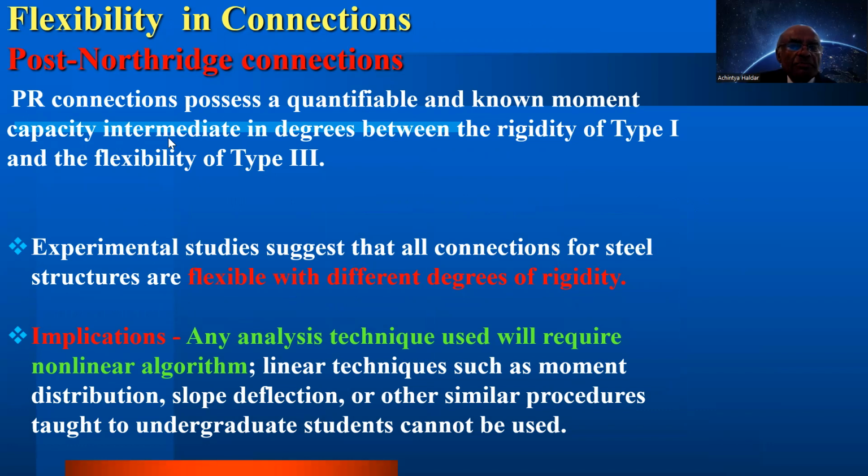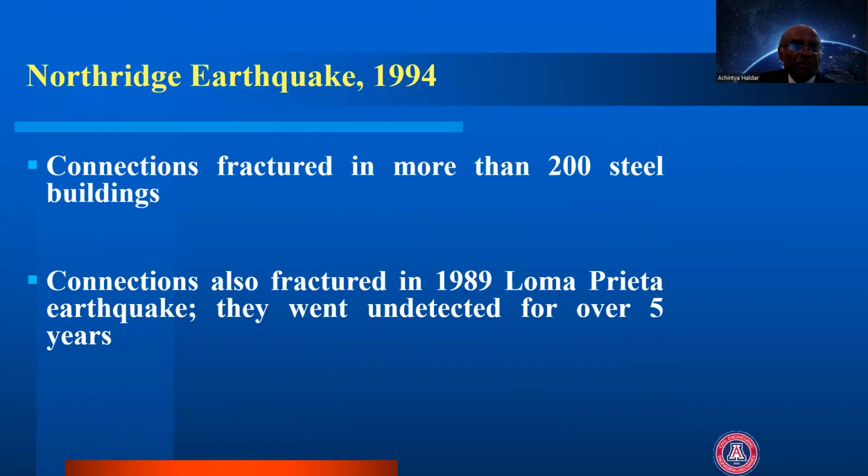Now, PR connection possesses a quantifiable non-zero moment capacity, intermediate in degree between the rigidity of type 1 and type 3. Experimental studies suggest that all connections for steel structures are flexible with different degrees of rigidity. The implication is any analysis technique used will require nonlinear algorithm. Linear techniques such as moment distribution method and slope deflection method we teach to undergraduates cannot be used. So these are computationally more complicated.